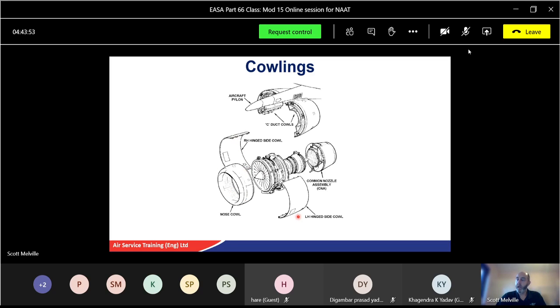There's right-hand side, left-hand side, main core engine, and the exhaust nozzle, or common nozzle assembly, I should say, which is the aircraft one, which incorporates things like the thrust reverse. They'll be in touch there as well. You've got the pylon, the C duct. They're called C ducts because they make a shape of a C, hence the C for cowlings.